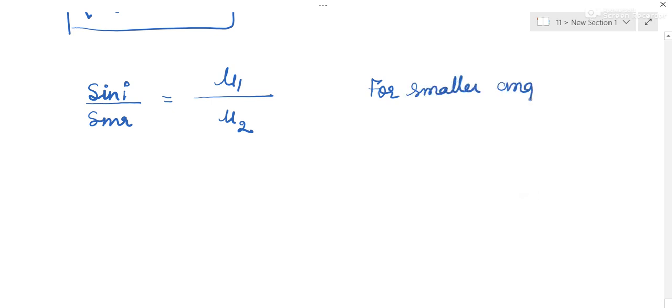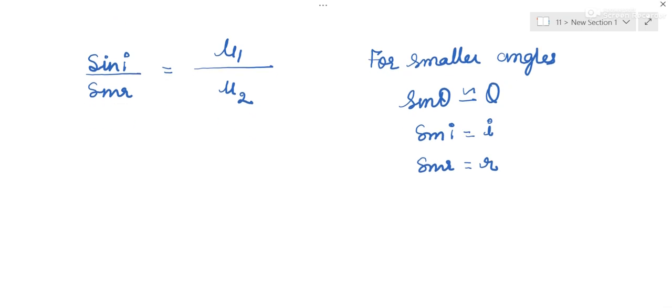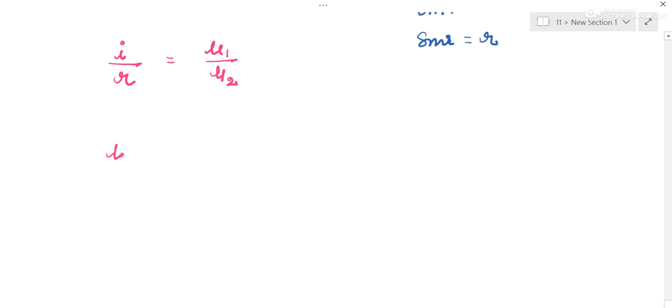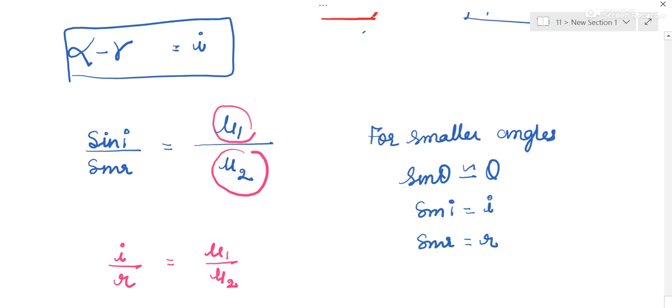For smaller angles, sine theta is theta. So sine i is i, and sine r is r. Let us substitute here. i by r is mu 1 by mu 2. Just keep in mind we are going to mu 1 from mu 2. So cross multiplication: mu 2 i equals mu 1 r. Let us substitute i and r.